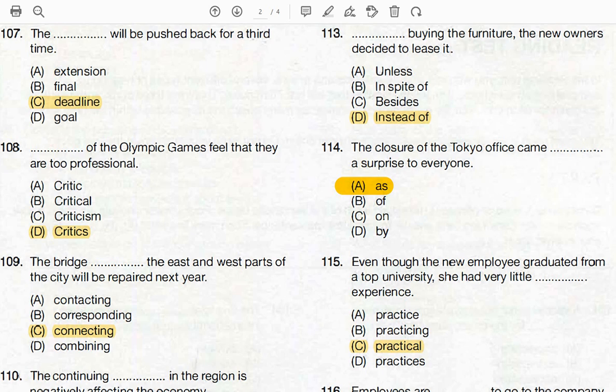Okay, next, even though the new employee graduated from a top university, she had very little practical experience. So, practical here, the adjective, describes experience. A option, practice, is a noun, but we need an adjective. B, practicing, is a participle, as you know, gerund. And D option, practices, is the third person singular verb, it practices, or a noun meaning method.